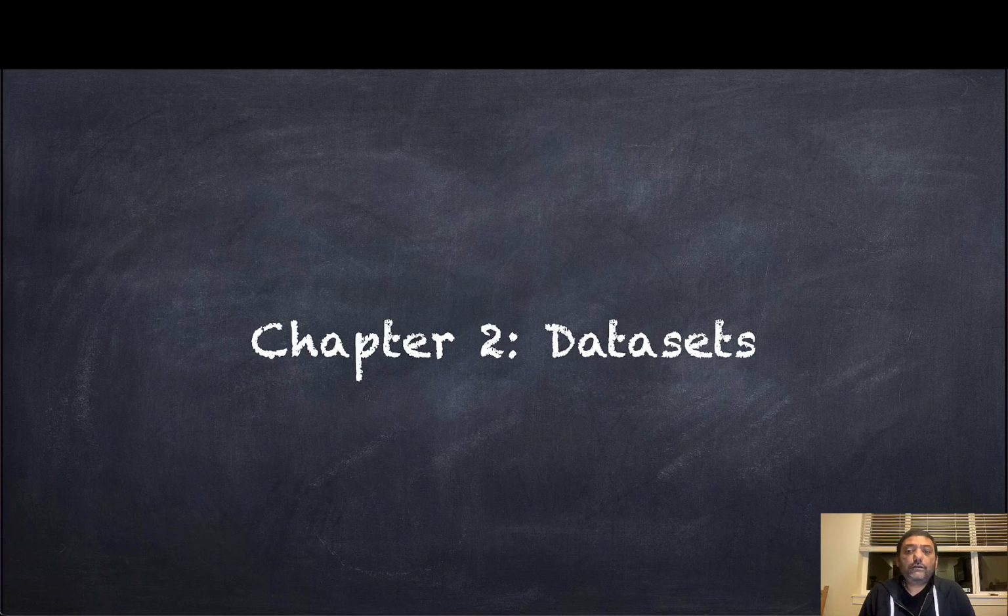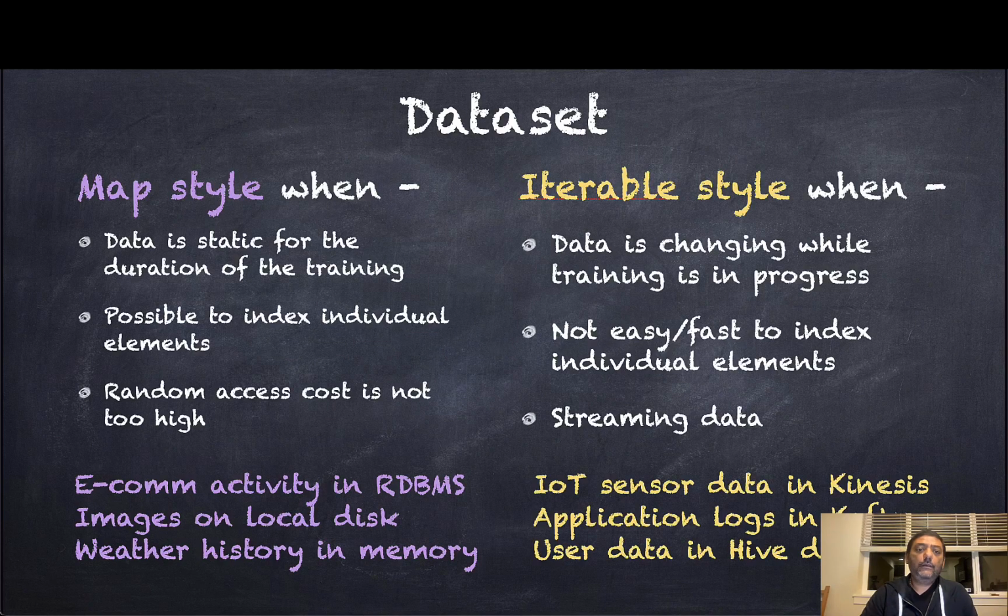Okay, let's turn our attention back to datasets. There are two main types of datasets. They're called the map style datasets and the iterable style datasets. Now, you want to use the map style datasets when your data is static for the duration of training, which, to be honest, most training data usually is.